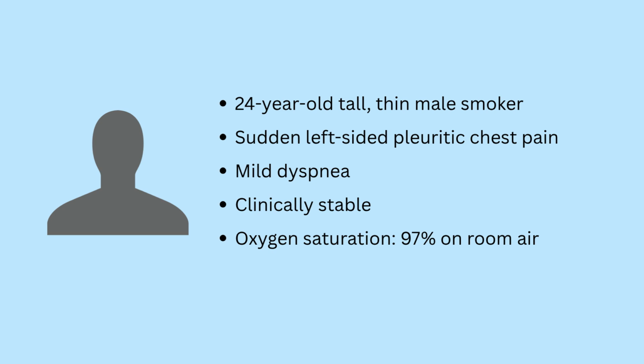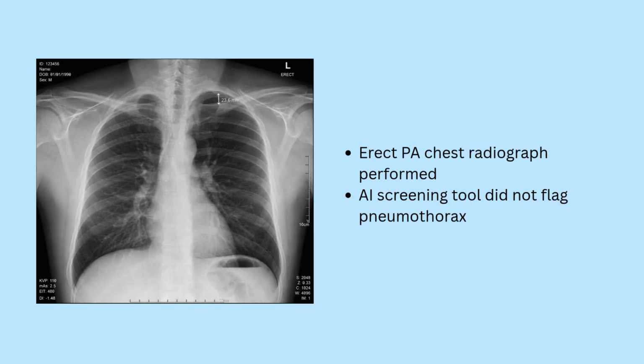AI gets it wrong. The case: a 24-year-old tall, thin male smoker presented to the emergency department with sudden left-sided pleuritic chest pain and mild dyspnea. He was stable, with oxygen saturation of 97% on room air. An erect PA chest radiograph was processed by the AI screening tool, which did not flag pneumothorax.